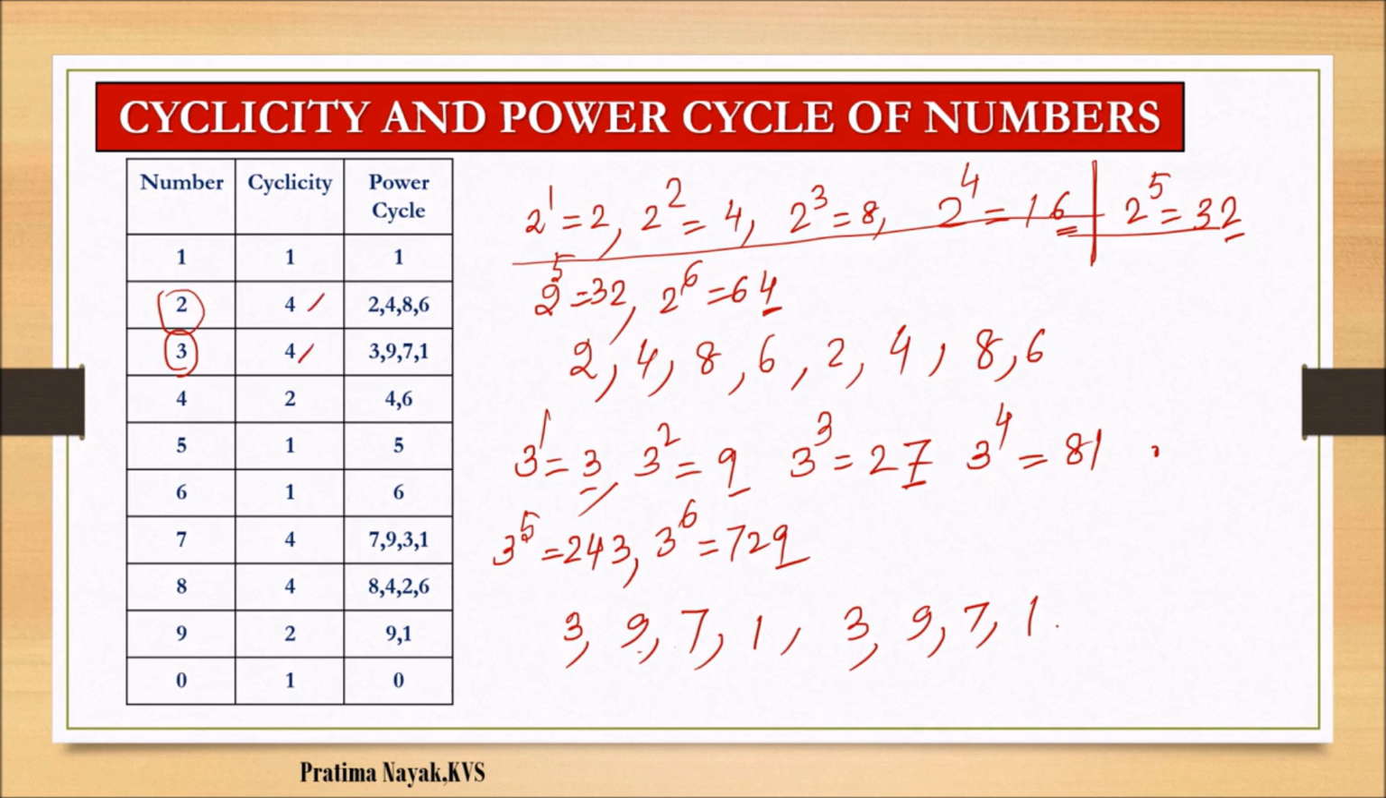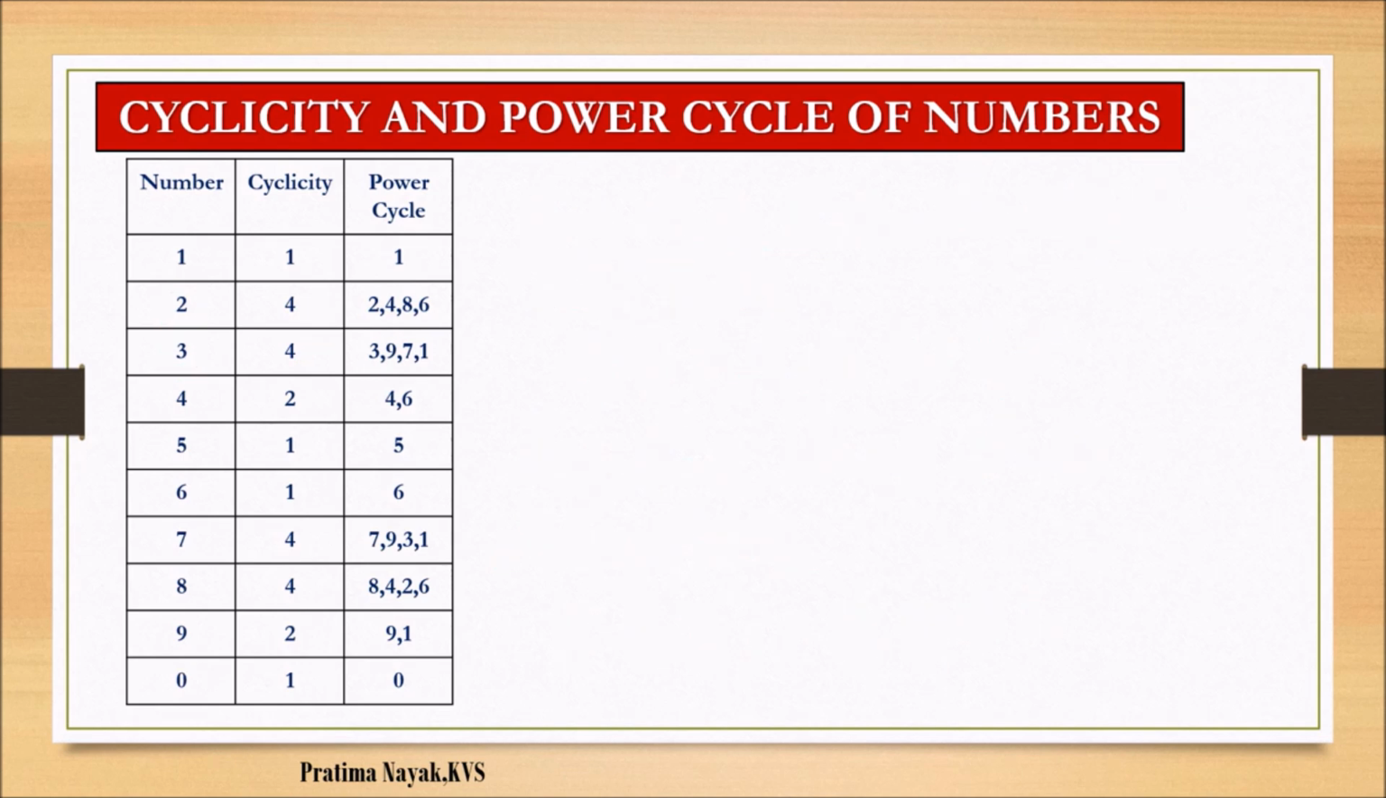So last is your 7 and 8. So next is 7. It has cycle 4. Why? 7 power 1 is 7. 7 power 2 is 49. 7 power 3 is 343.